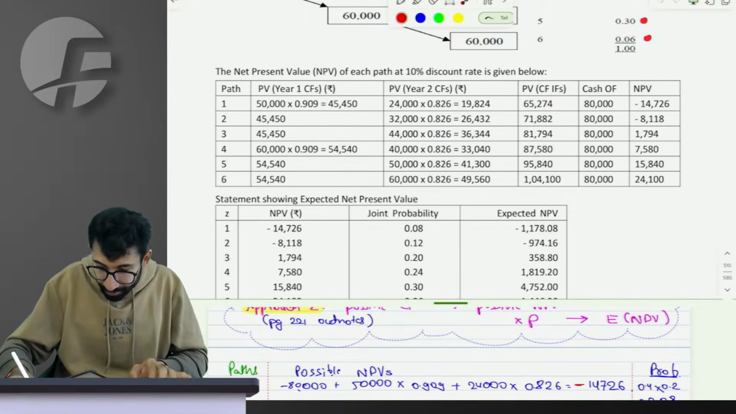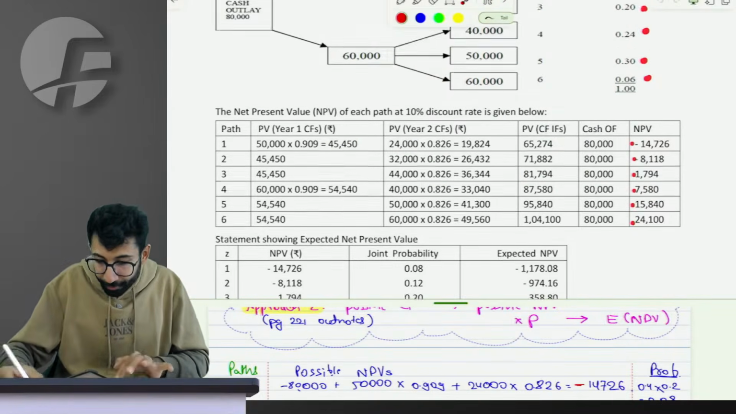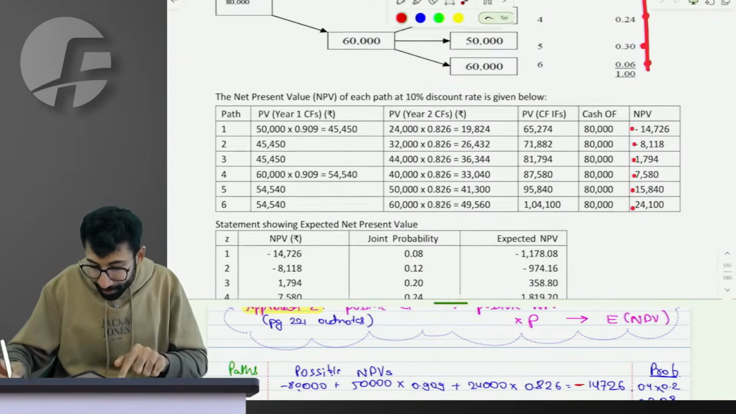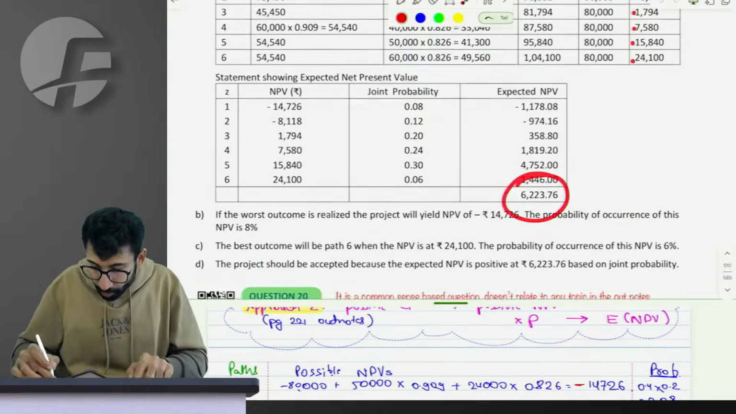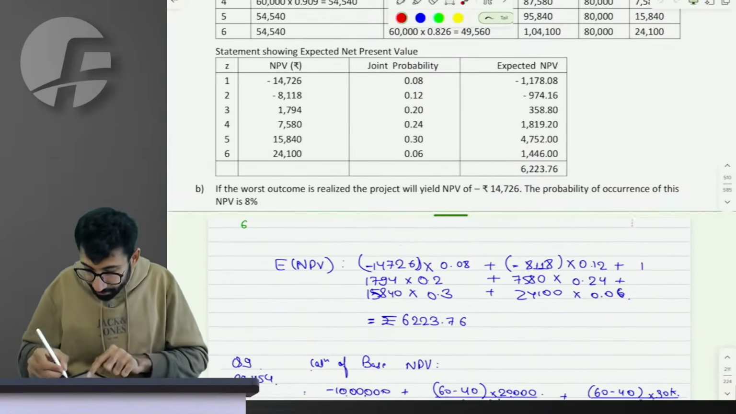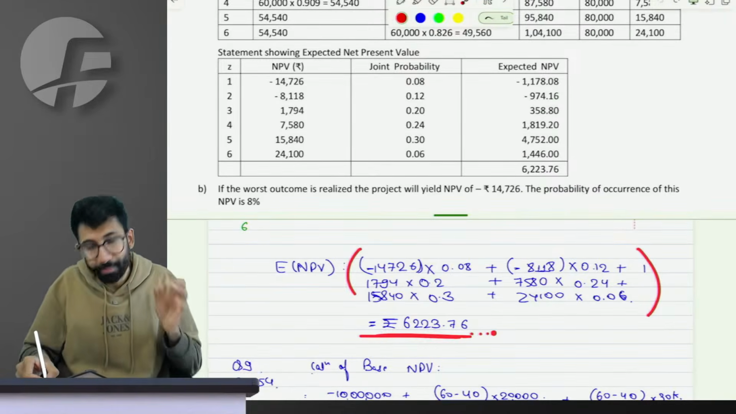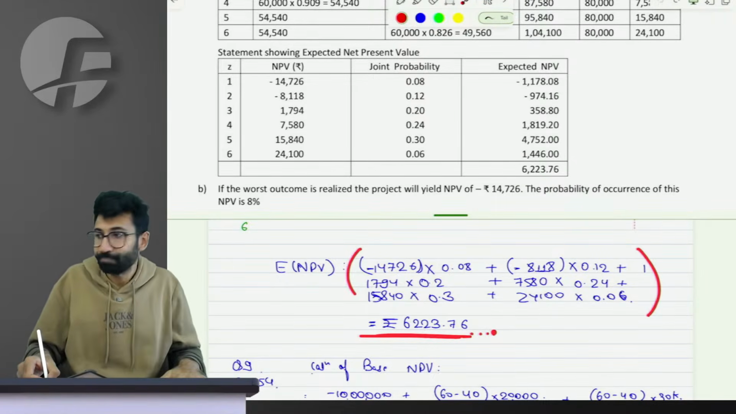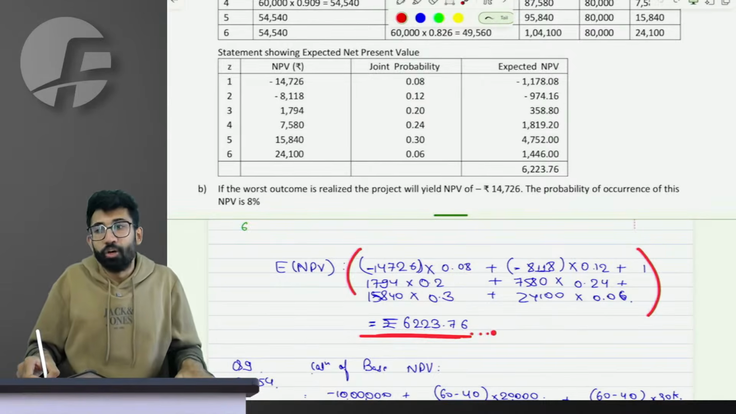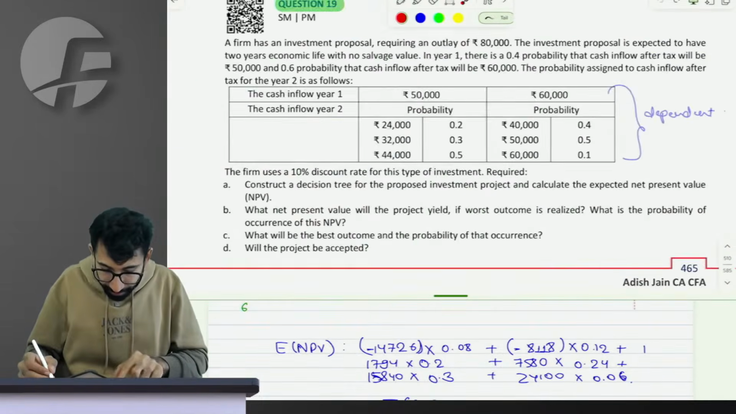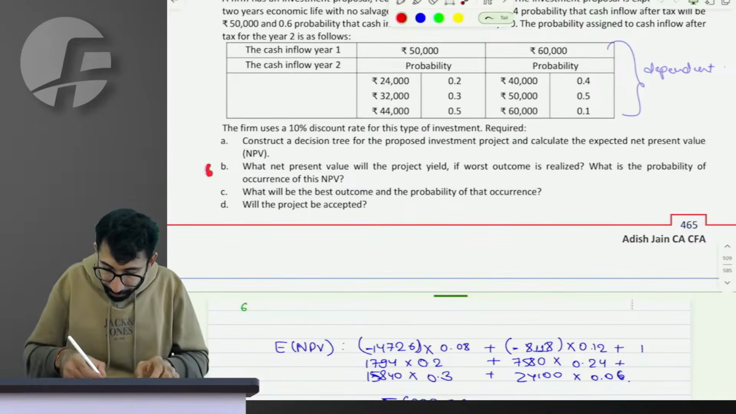So if I have these possible NPVs, and if I have the probability of their occurrence, probability into possible NPV gives you expected NPV of 6223.76. Possible NPVs into probability is 6223.76, that is the answer. All the live people, all the recorded people, are you all able to connect? Yes sir, done. Second part.